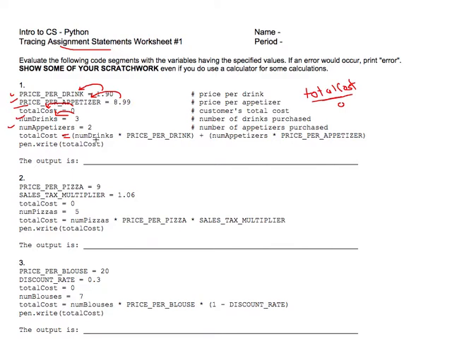Well, numDrinks, at this point in the code, is a 3, so I'm going to put a 3 there to show my scratch work. Price per drink is equal to 1.90 if you want to get technical. And num appetizers is equal to, my bad, I put the wrong number there. Num appetizers is 2. I have to be very accurate here. It's really a 2. And price per appetizer is 8.99. Now the computer doesn't know if it's dollars or euros or yens, so really it's just 8.99.